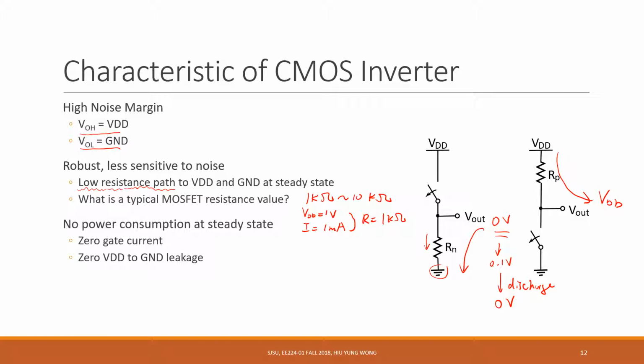Another important thing about CMOS inverter is what? 0 gate current. Good. Unlike bipolar transistor, you have base current. This has 0 gate current. And also, once it is in steady state, you just look at these two figures. This is off. This is off. There's no connection between VDD and ground, which makes VDD to ground leakage 0.